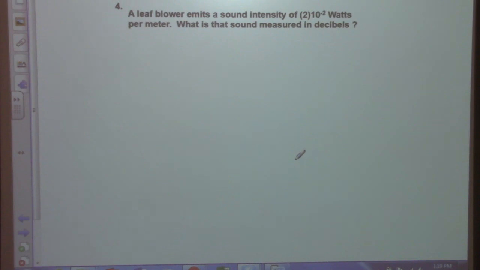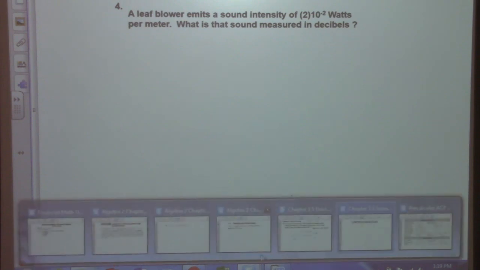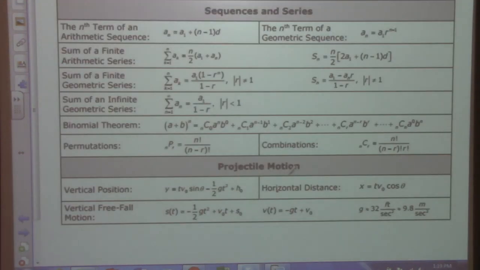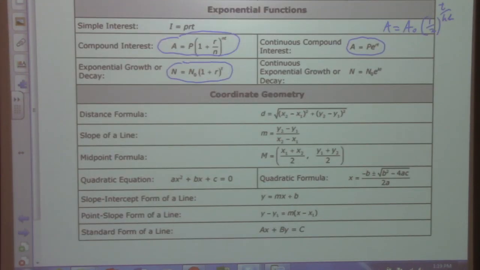I want to talk briefly about the formula chart, and this is it. This is what's going to be available to you in part. And I want you to go to exponential functions right here. You see where it says exponential functions? Do you see anything that looks any way remotely similar to what we've done in this class? Yes, you do, right? This one probably most.